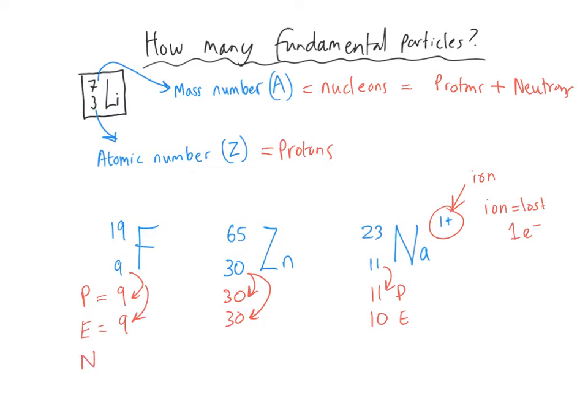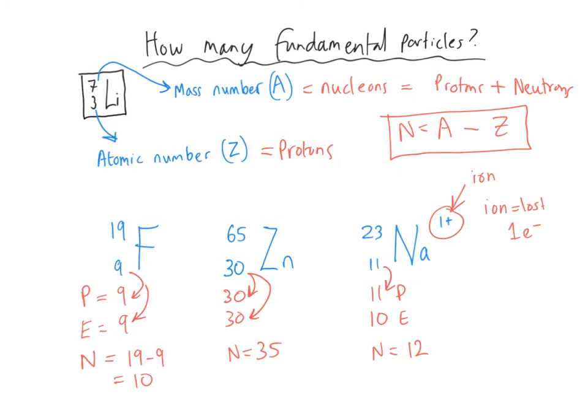If we have a look at neutrons, the mass number is the total number of protons plus the number of neutrons. So if we've got 9 protons in fluorine here, and we've got a mass number of 19, then the number of neutrons can be found by doing 19 take away 9, which is 10. And we can do 65 take away 30, which is 35 neutrons, and here the number of neutrons is 23 take away 11, which is 12. So the neutrons is the atomic mass number, the big number, take away the atomic number, the small number.